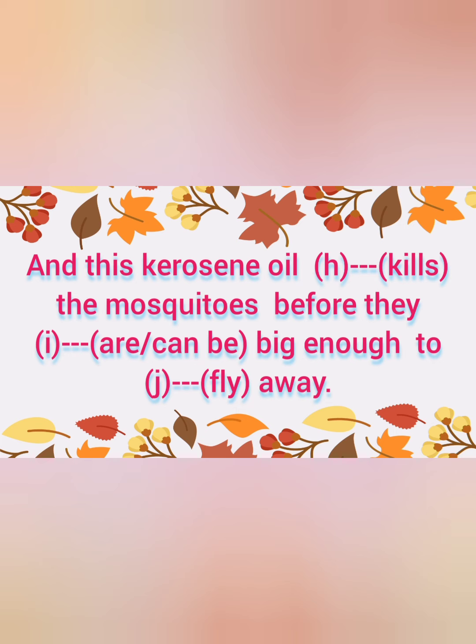Then they are big enough to fly away. Here the verb is are, because the subject is plural form. That's why we use here only the base form of the verb. Then after to we use here fly. It is the infinitive. After to we should use the main form of the verb. We cannot use this form. This is the infinitive form of the verb. That's why the answer is to fly.